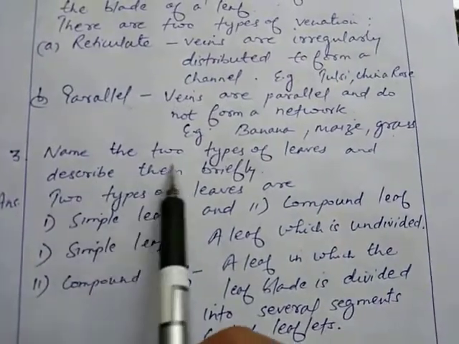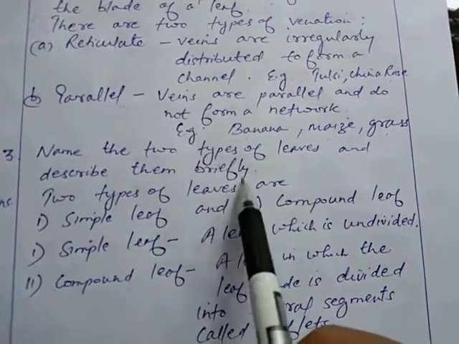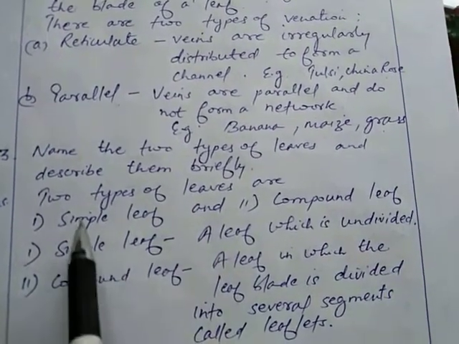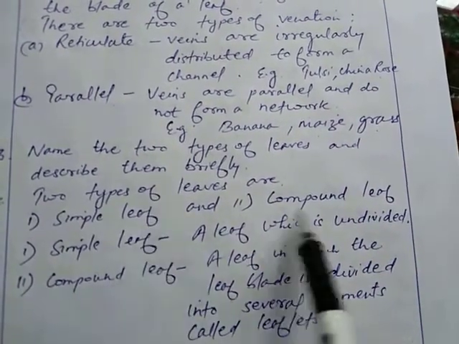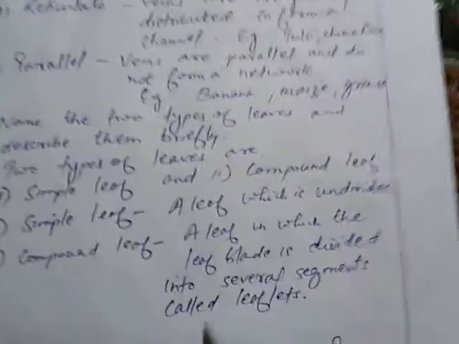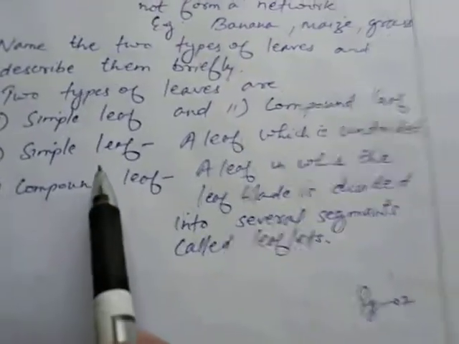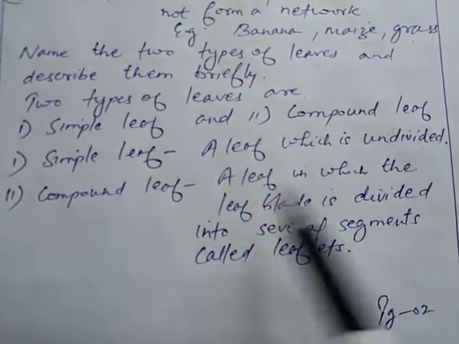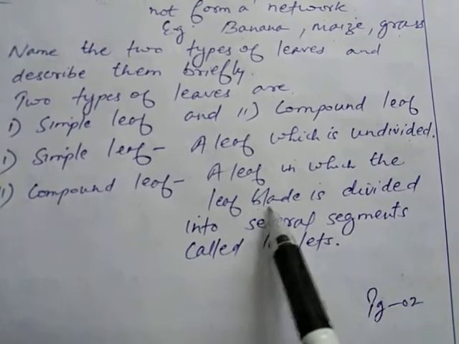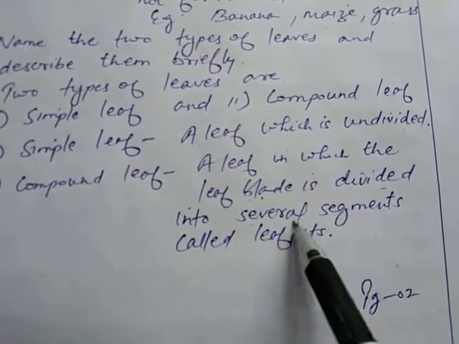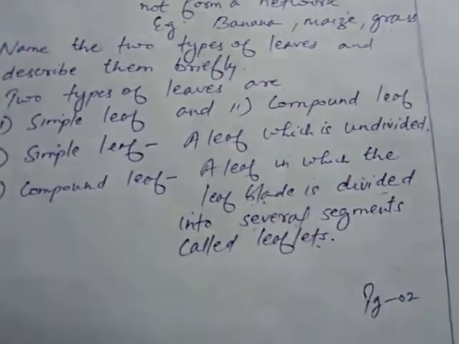Question third: name the two types of leaves and describe them briefly. The two types of leaves are simple leaf and compound leaf. What is a simple leaf? A leaf which is undivided. And a compound leaf is a leaf in which the leaf blade is divided into several segments called leaflets.